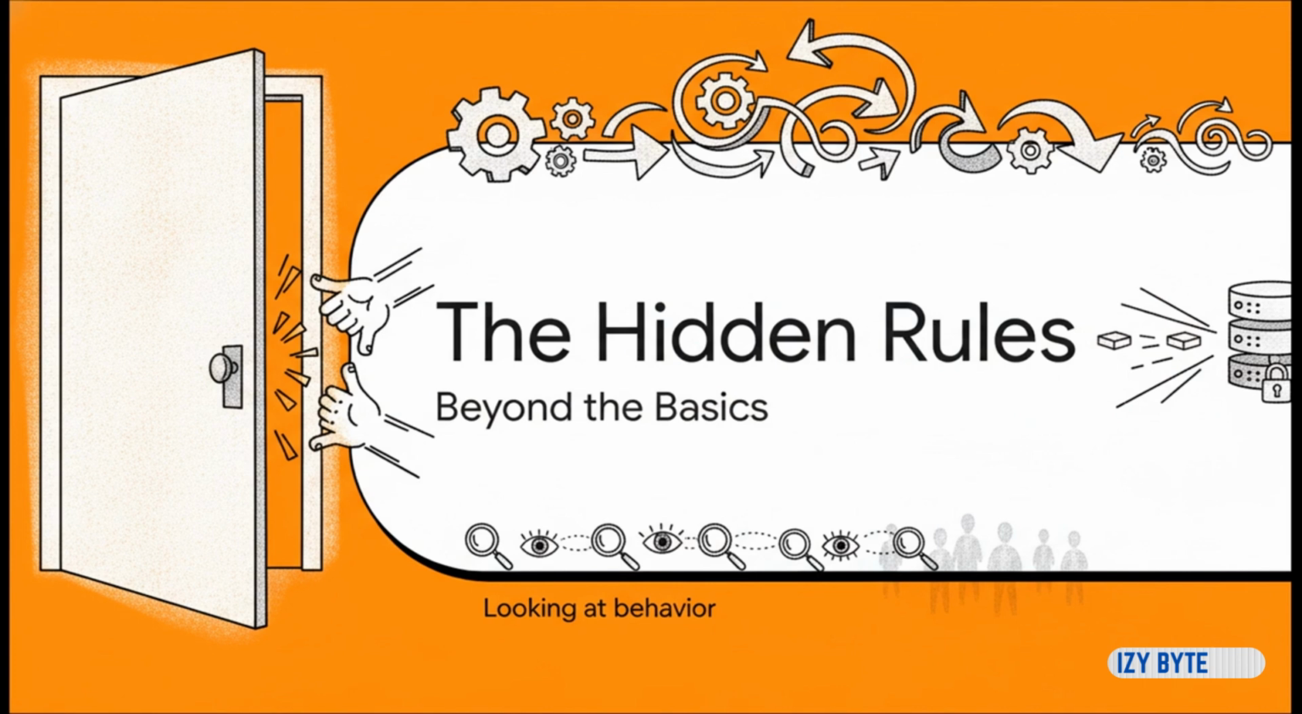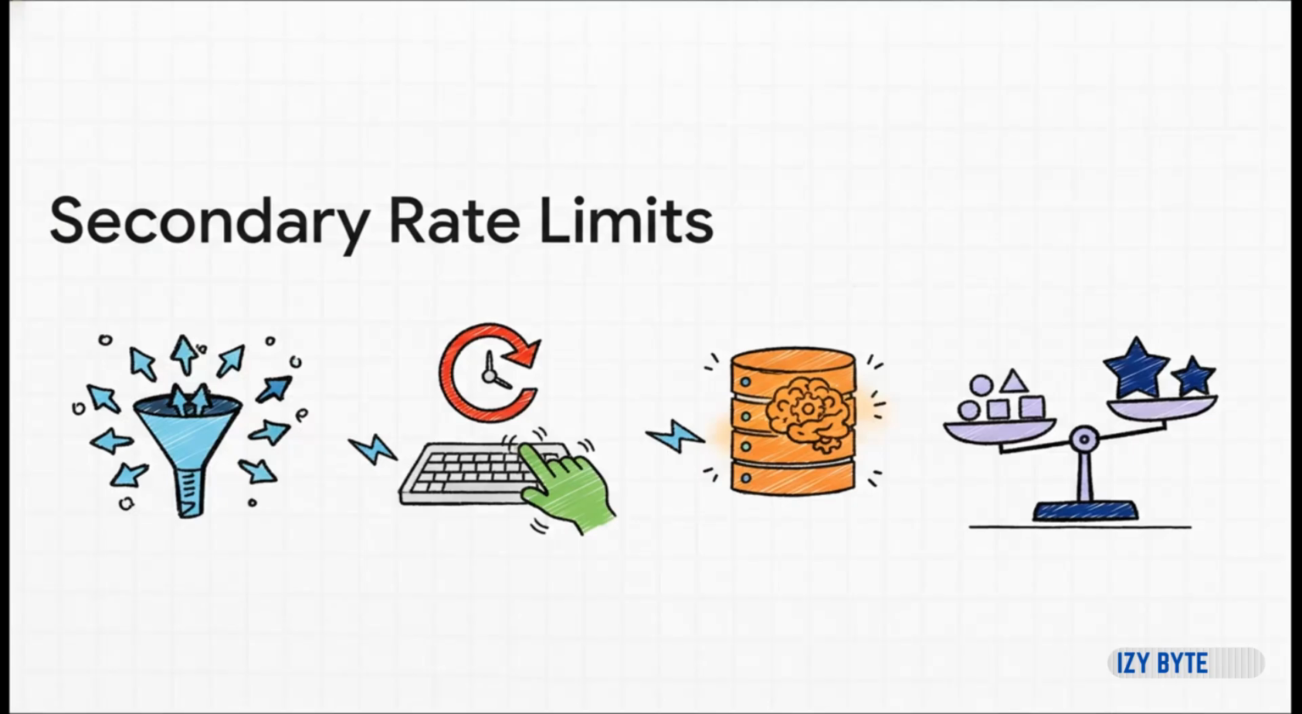But wait, it gets even more sophisticated. See, modern rate limiting isn't just about counting how many times you knock on the door. It's also about how you're knocking. It's watching your behavior. So, beyond a simple hourly count, services might limit other things, like concurrency, how many requests you're making at the exact same second, or how quickly you can post comments, which is a great way to prevent spam. They might even measure how much of the server's brain power your requests are using up. It's a much deeper level of control.